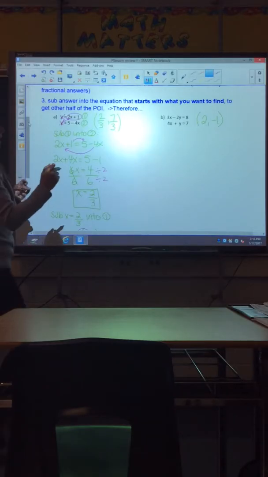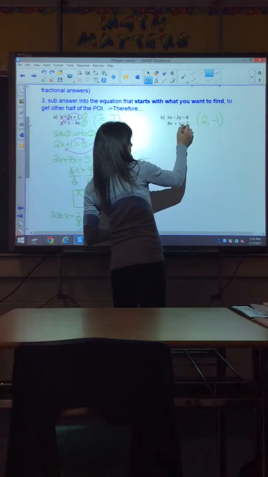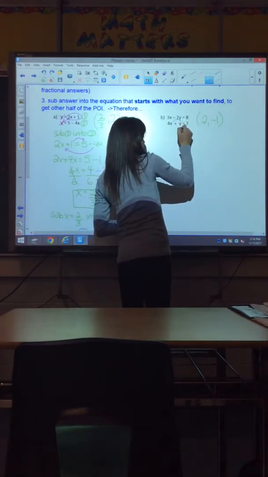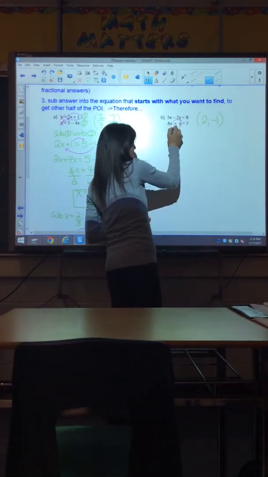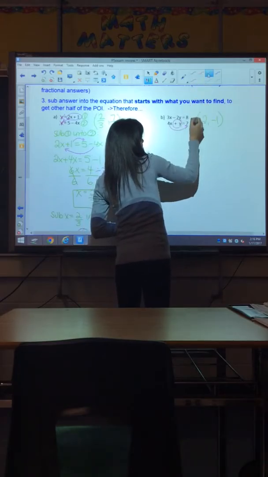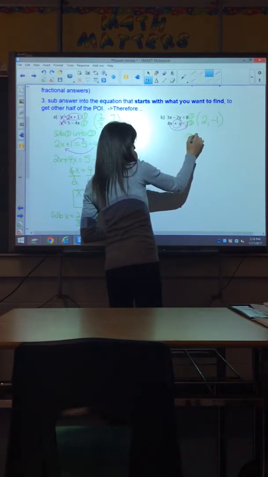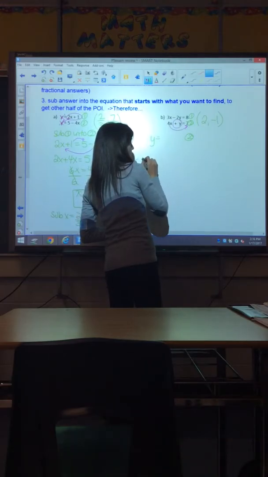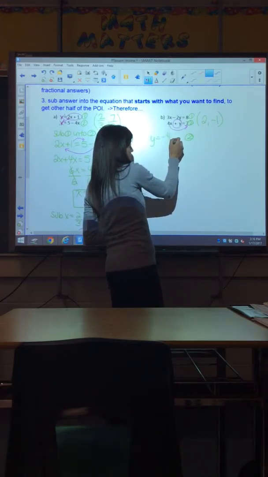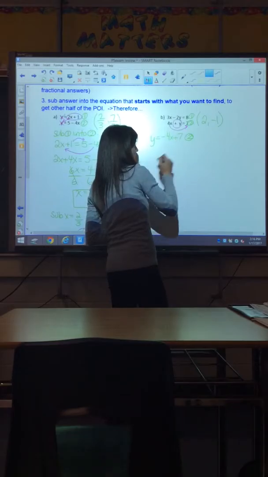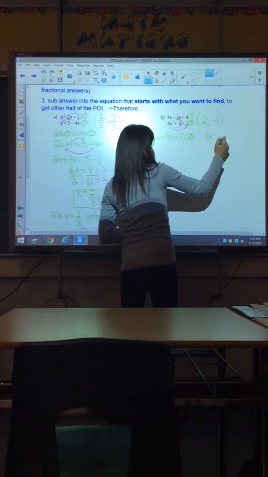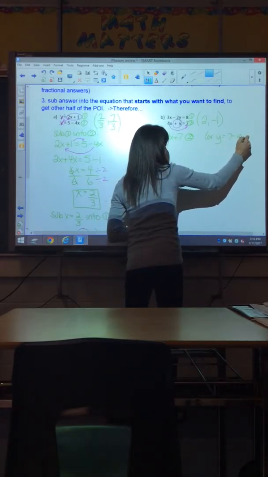Second one, because it's got a y by itself, right? This y by itself right here, that's the easiest one to isolate. So we're going to move the 4x to this side. This is equation 1, this is equation 2. For equation 2, I'm going to rearrange it. It's y equals, you can either say negative 4x plus 7, or you can say y equals 7 minus 4x. They're both right.